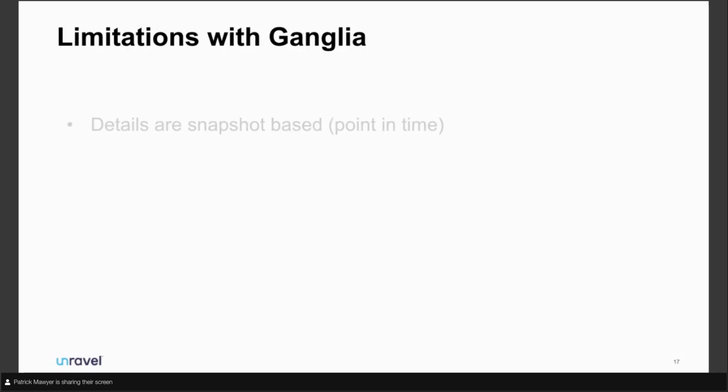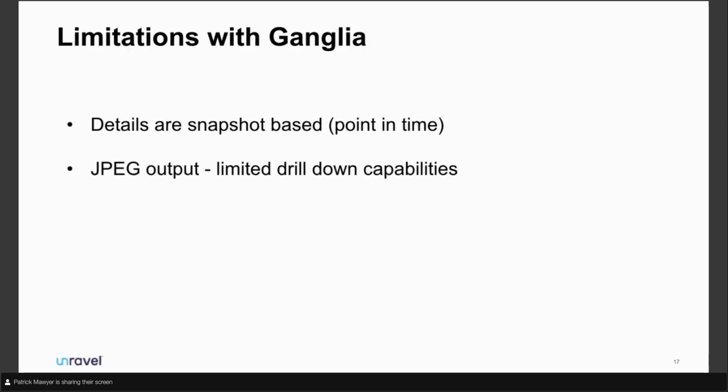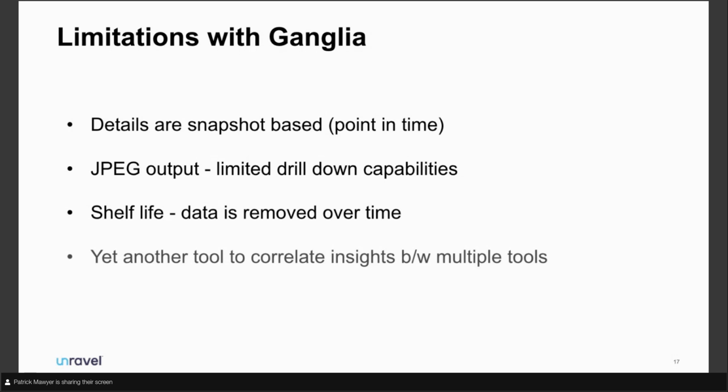But there's limitations. In Ganglia, it's going to be point in time, or essentially snapshot based. I don't really have a great historical context of what was going on. There's not a great output for this. I'm not going to be able to take this and drill down into it. It's just a JPEG output of what we see at that point in time. Data is not going to exist, as I mentioned. There's not a whole lot of historical context, so short shelf life. And as we've seen between Databricks UI, Spark UI, Spark logs, and now Ganglia, we have 4 different tools that we're trying to correlate to try to get insights.